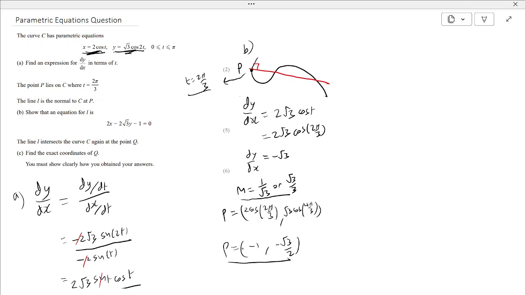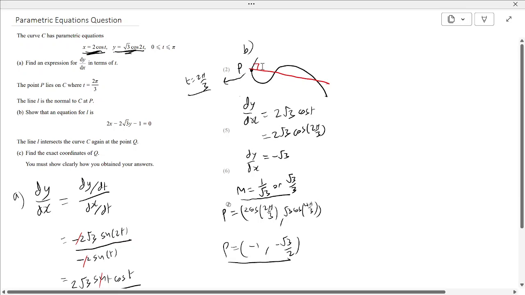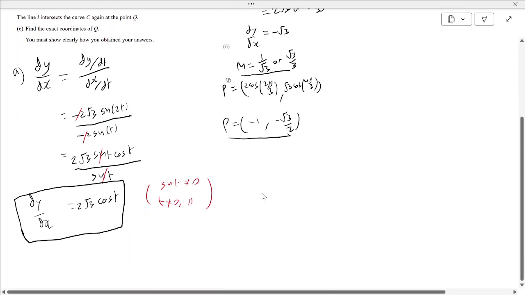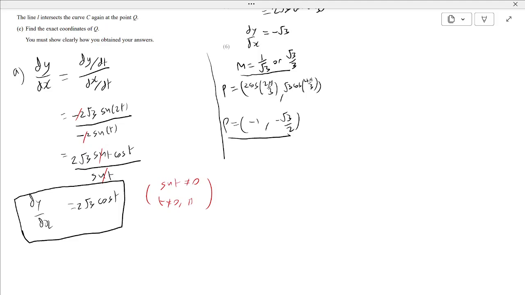Okay, I'll keep working down the page. So, just draw a little line here. You can use y minus y1 equals m times x minus x1. I'm just going to use y equals mx plus c. We know m was root 3 over 3. And we can sub in our point P to find the value of that c. So this should be pretty quick.